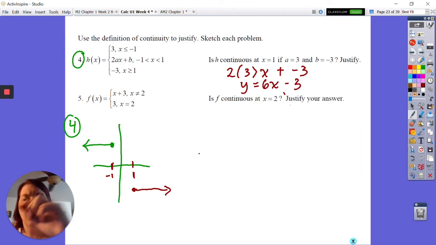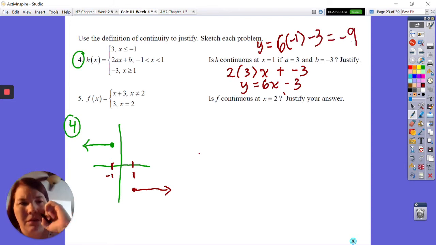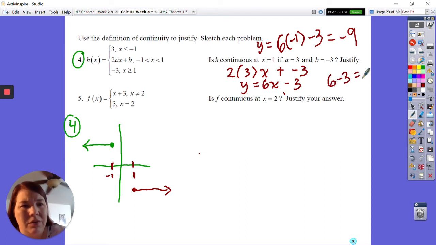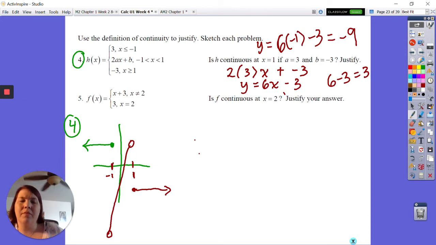So let me plug in 1. So when I plug in -1, y equals 6 times -1 minus 3, which is -9. When I plug in +1, I get 6 minus 3, which is 3. So it's up here at 3, and way down here at -9. And so the middle part is doing this.